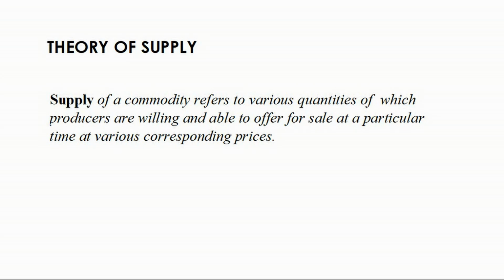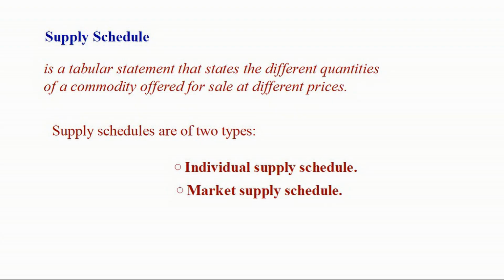Supply schedule. As we did with demand, supply also can be represented in three different ways. The first one is the supply schedule, and we can also represent it by a supply curve, and there is also the supply function. We'll see these one by one. A supply schedule is a tabular statement that states the different quantities of a commodity offered for sale at different prices. As we did in demand, here also we have individual supply schedule and market supply schedule.